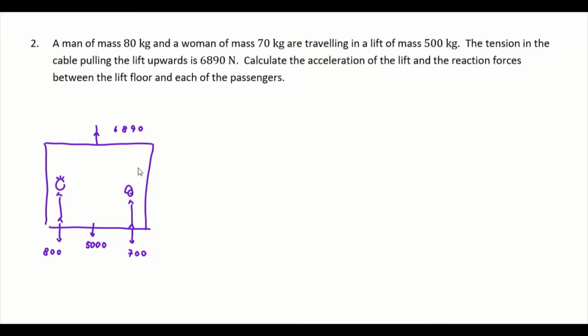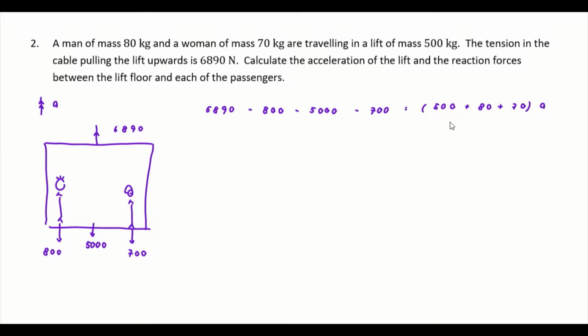Let's solve the acceleration first, because by having all this, we can look at it as a combined system already. Then we can straight away solve the acceleration. So the tension minus all the weights acting downwards. The tension is pulling the lift upwards, so going up is the positive direction for us. So minus the weight of the lift, minus the weight of the man and the woman, equals the total mass times a.